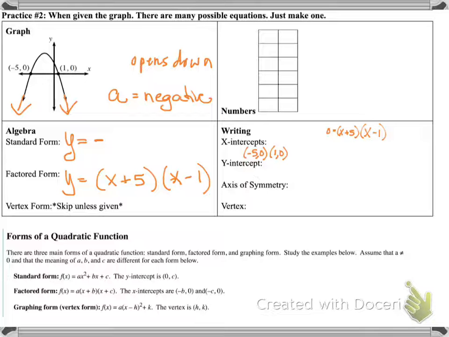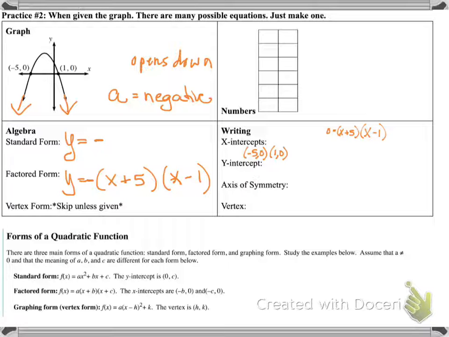This one has many solutions. The one before did not. I don't know if I said that or not, but if I said practice number 1 had more than one solution, I was wrong. There's only one solution on practice number 1. Practice number 2, there are many options here. My a value does have to be negative.